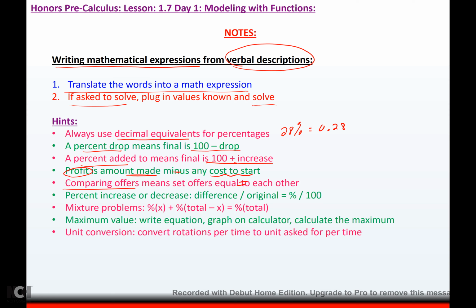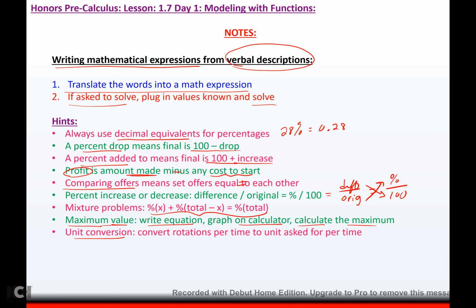Percent increase or decrease, if you don't remember your proportion for that: the difference over the original equals the percent of change over 100. Cross multiply, divide to solve. Mixture problems, here's a handy dandy formula which will make more sense to us when we get to an example. Anytime you're asked to find a maximum value and you have an equation, you can type it in the calculator and use the calculate the maximum function.